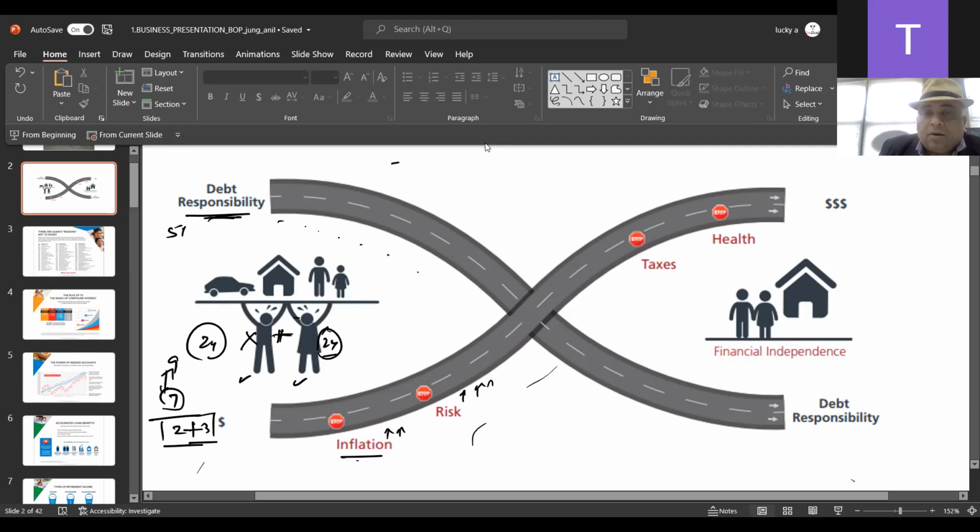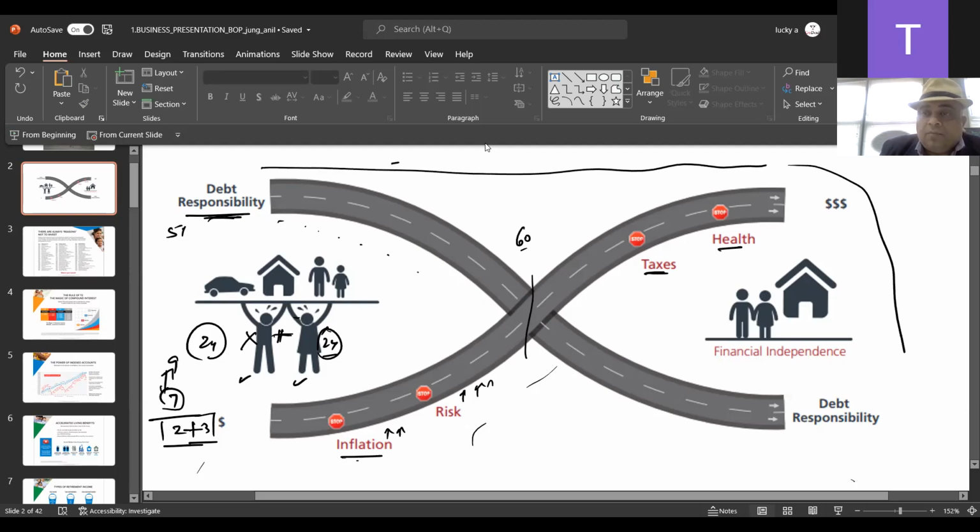Now, let's say you are able to pay off your debt. You reach the age of 60, then taxes and health come in. So what if you have a solution where you are able to provide financial independence, where you get health coverage, you are able to take care of your taxes, you are able to provide protection when you need it from 30 all the way to 60? And then you are able to control inflation. Knowing this scenario, the companies came up with something called insurance, right?